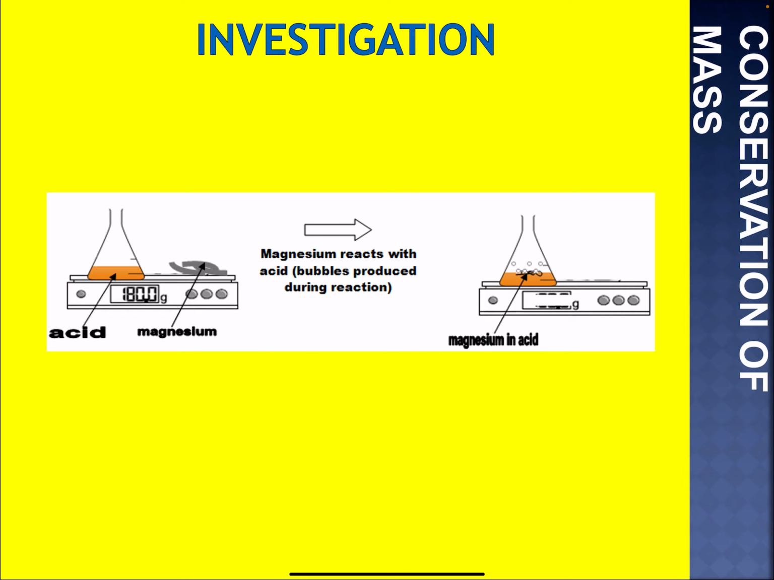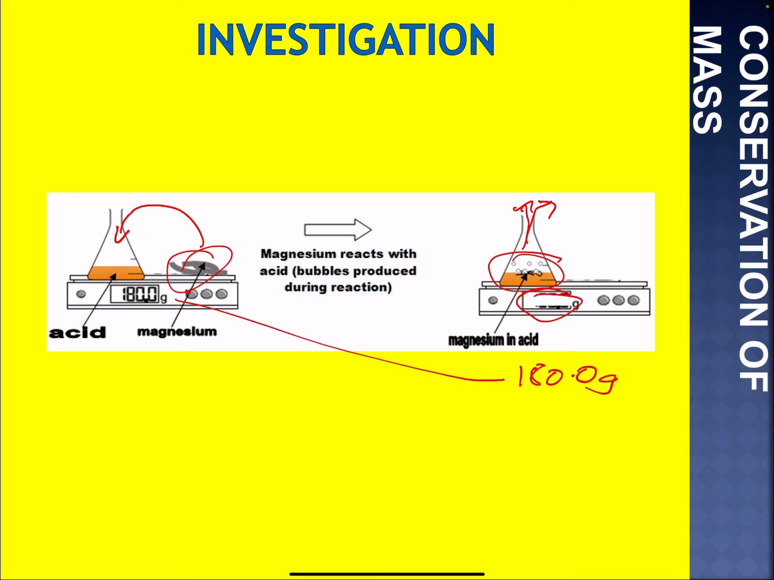Here's an investigation you might do. You've got a conical flask with some acid inside, hydrochloric acid. The magnesium is here. You put the magnesium into the conical flask, a chemical reaction takes place, and the products are in here. However, one of the products is a gas. You can see the bubbles, and that gas will escape, which means the reading, which should be 180 points, same as this, will not be, because some of the product, the hydrogen gas, is escaping. Moving on.